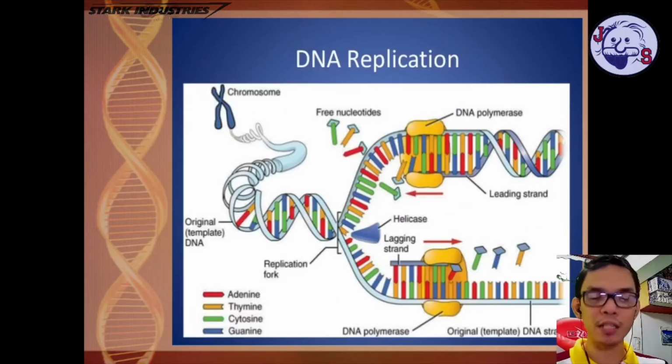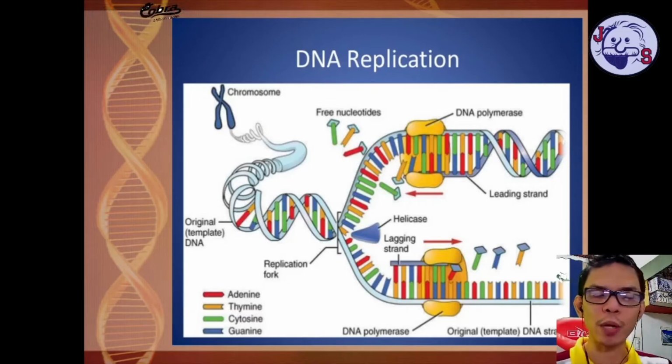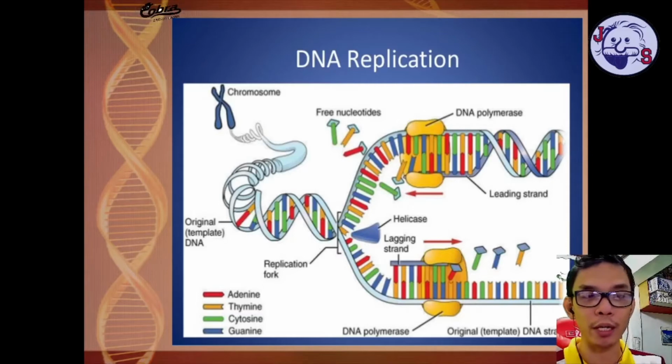So what are the things needed in DNA replication? The first one is the helicase. As we all know, the helicase is the one that remodels the DNA.